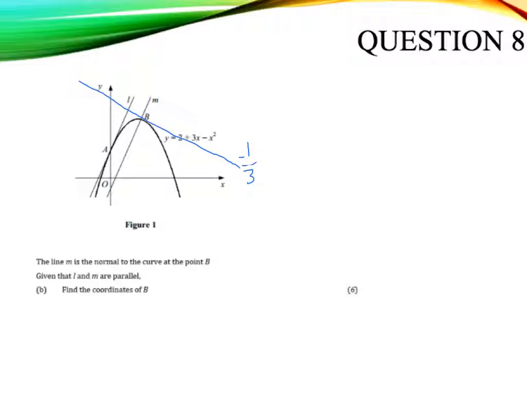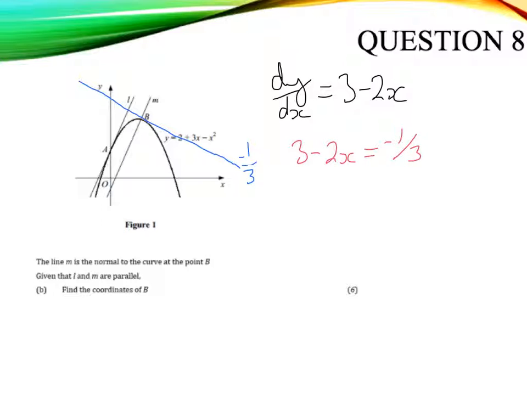Okay, now what else do we know? Well, we also know that our gradient function, dy by dx, was 3 minus 2x. Now, we should be able to work out the value of x at this point using this information, and we know that this equals minus a third at that point. So let's have 3 minus 2x equals minus a third. If we find the value of x, then what we've actually found is the x coordinate here. We can then work out what the corresponding y coordinate is.